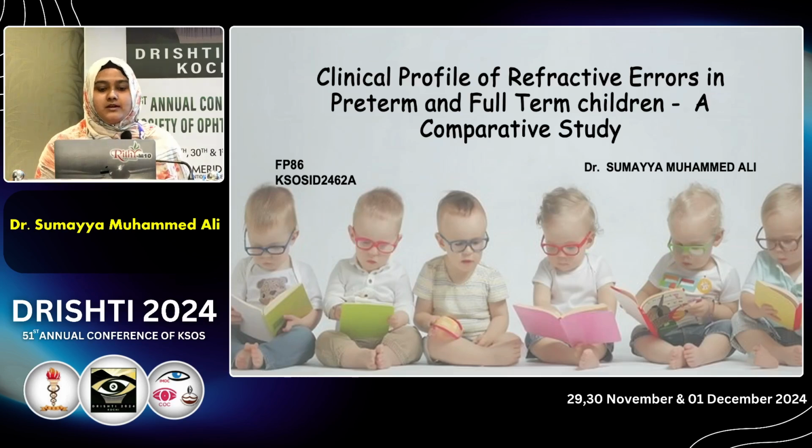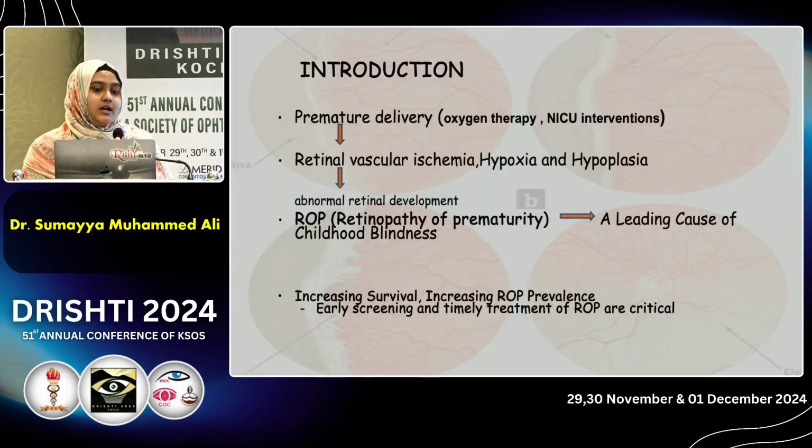Good afternoon. My study is a comparative study of clinical profile of refractive errors in preterm and full-term children. Normal retinal vascular development usually begins as early as 16 weeks of gestation, which remains incomplete until term, that is around 40 weeks. So in premature delivery, that is in preterm, where retina is still in the process of development, with exposure to additional risk factors including oxygen therapy and NICU interventions, there occur retinal vascular ischemia, hypoxia and hypoplasia, which all leads to abnormal retinal development.